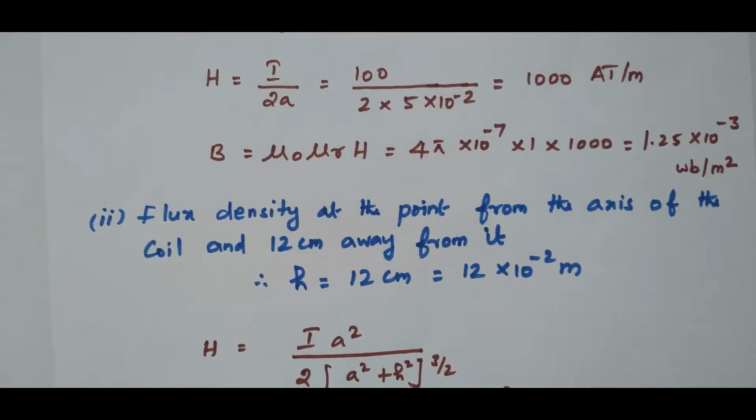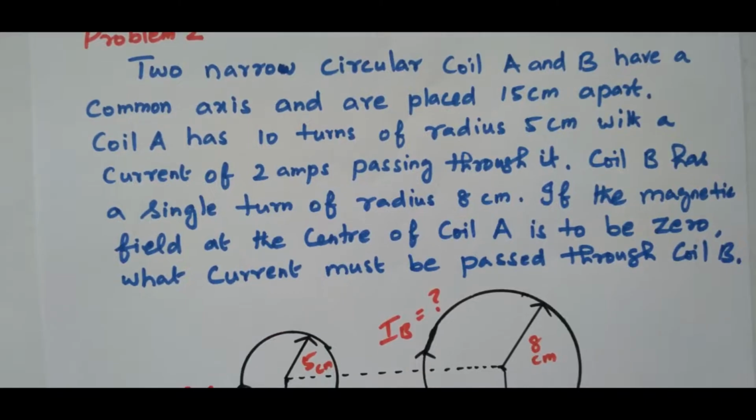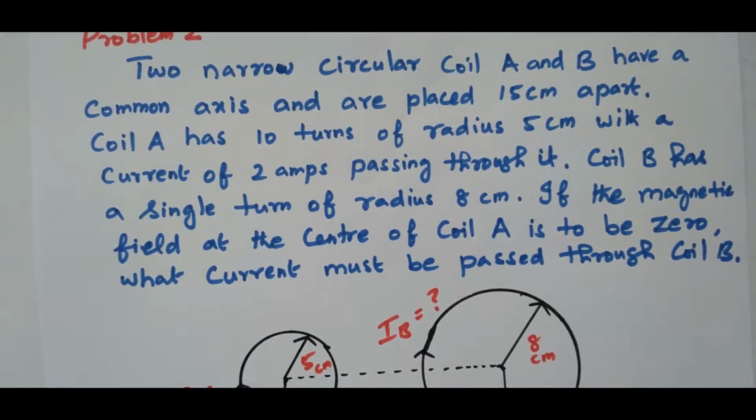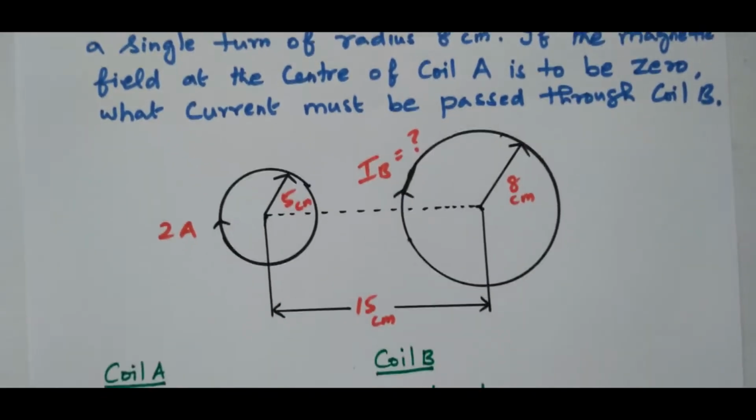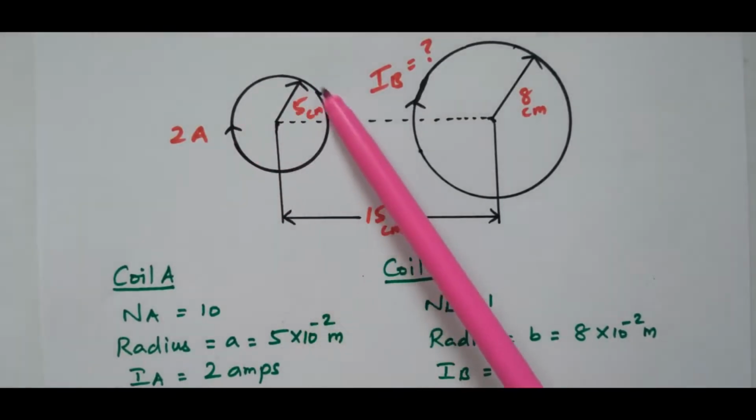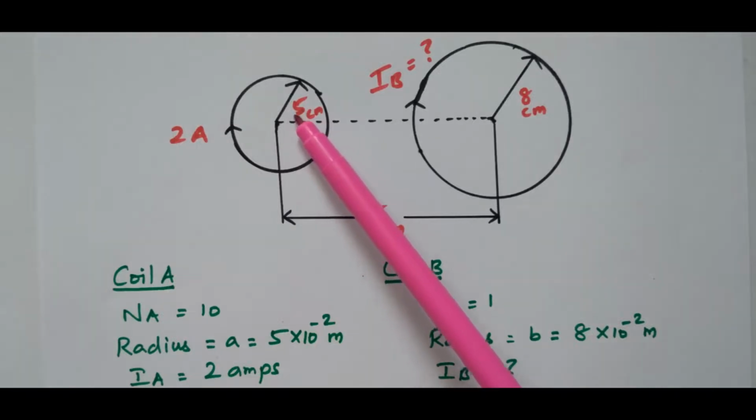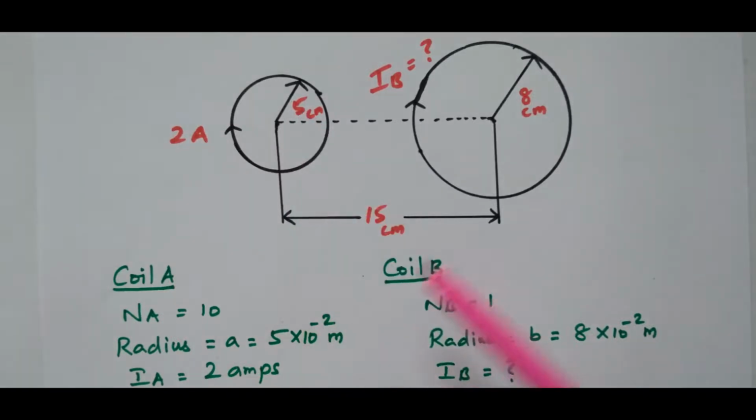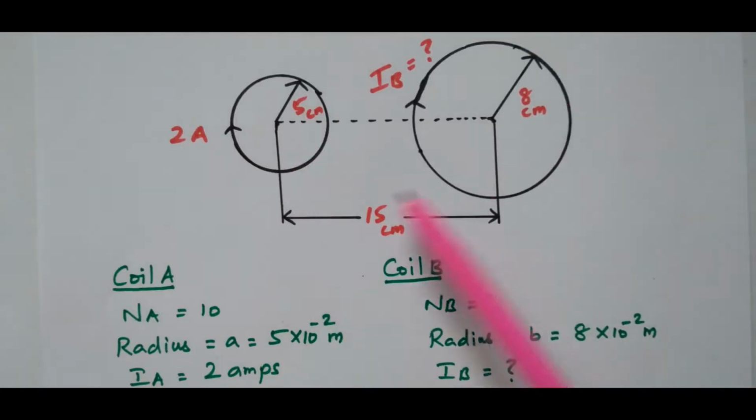Now we'll see the next problem. In the second problem, there are two narrow circular coils available, A and B, right? We'll see the diagram so that it is easier for you. So there are two circular current loops available. The radius of the first circular current loop is 5 centimeter. Second current loop is 8 centimeter. The center to center distance is 15 centimeter.